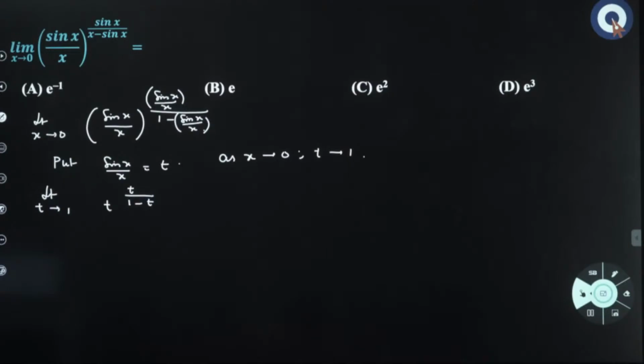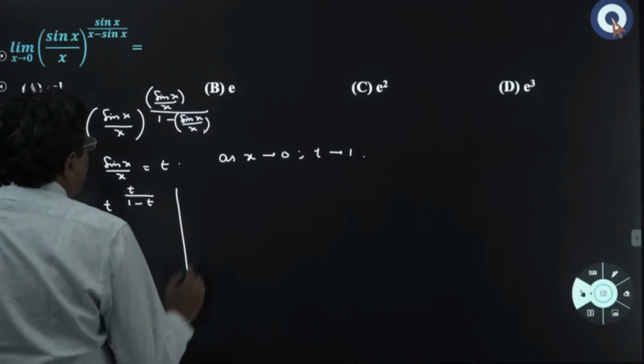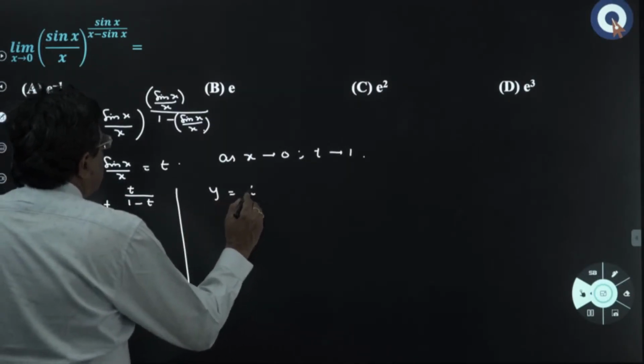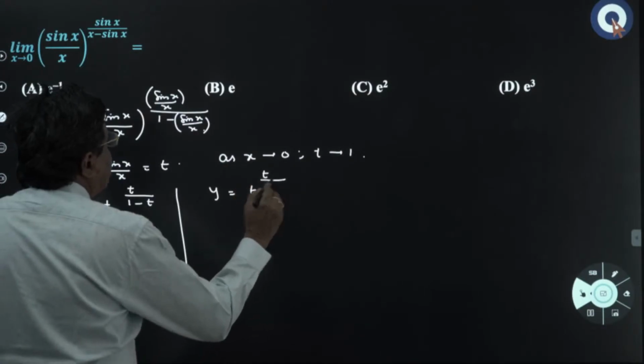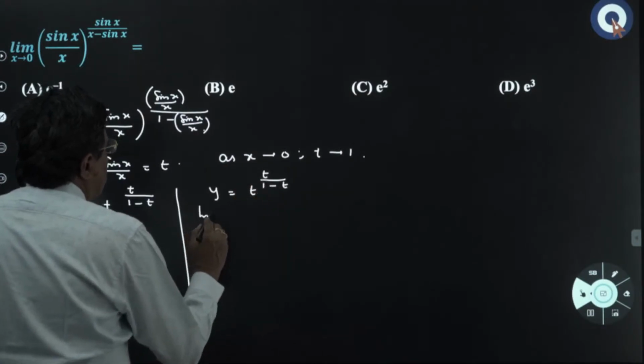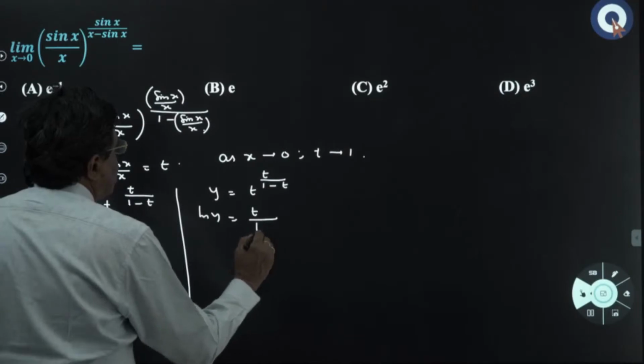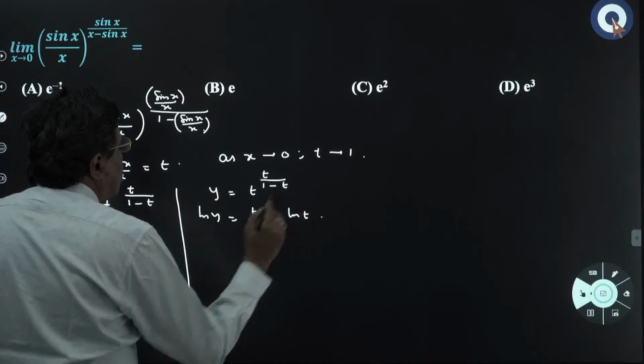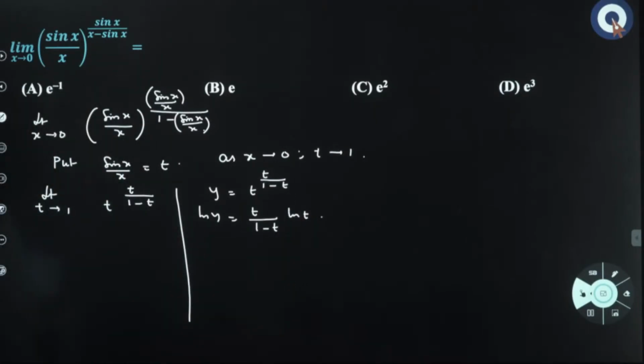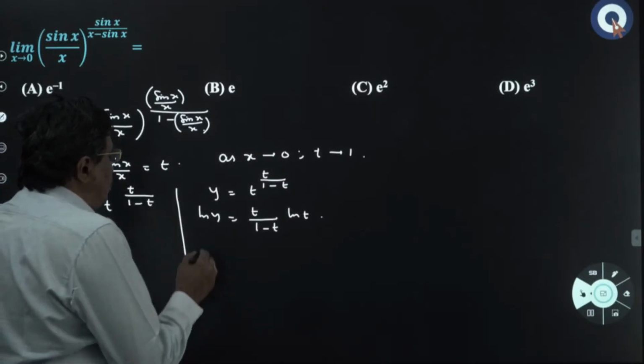t to the power of t by 1 minus t. For this, let us say y is equal to t to the power of t by 1 minus t, and we take the standard procedure: take log, so log y is t by 1 minus t log t. As t tends to 1, it is of the form 0 by 0, so instead of finding the limit of y, we will find the limit of log y.